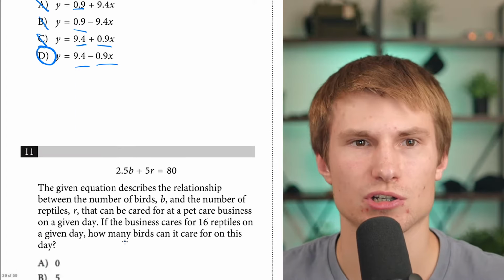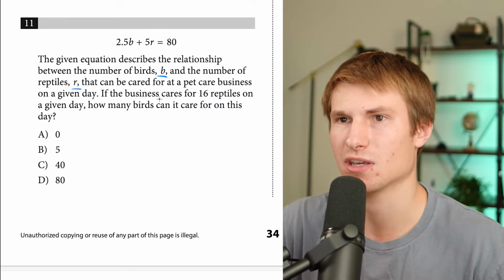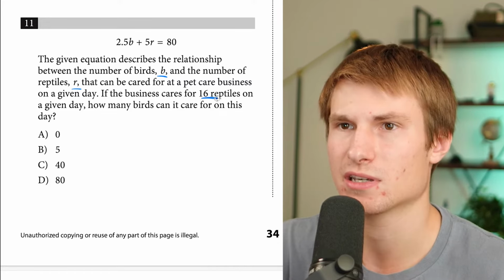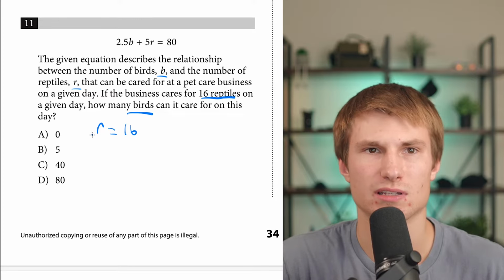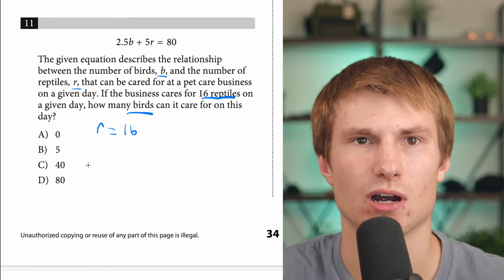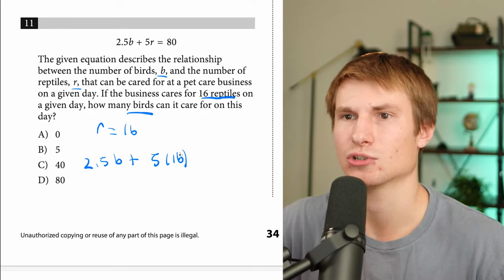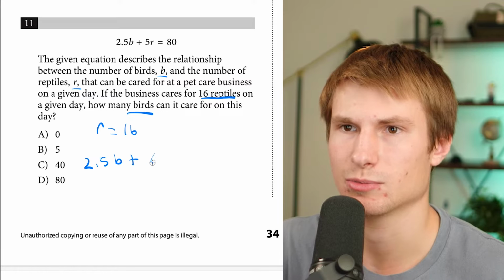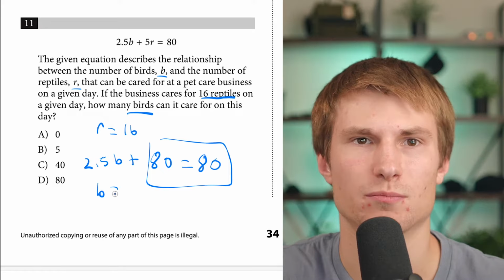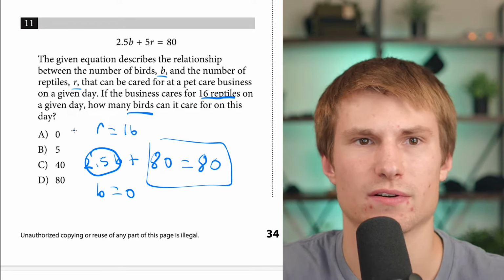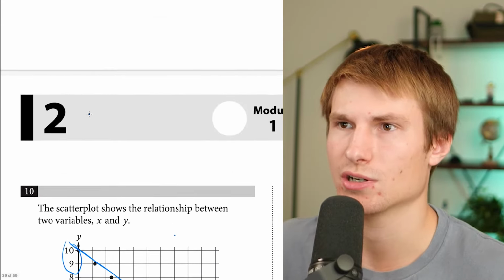I'm going to move on to question number 11 now. We're given an equation that describes the relationship between the number of birds B and the number of reptiles R that can be cared for at a pet care business on a given day. If the business cares for 16 reptiles, that means R is 16. On a given day, how many birds can it take care of on this day? Well, let's go ahead and plug in 16 for R. We would end up with 2.5B plus 5 times 16, which we can go ahead and do right now. That's going to equal 80. So plus 80 is equal to 80. Well, if we have 80 equals 80 here, then that means the value of B would have to be 0, because this would have to end up being 0. So the number of birds it can take care of is 0. So our answer there would be A. We can go and move on to question number 12.